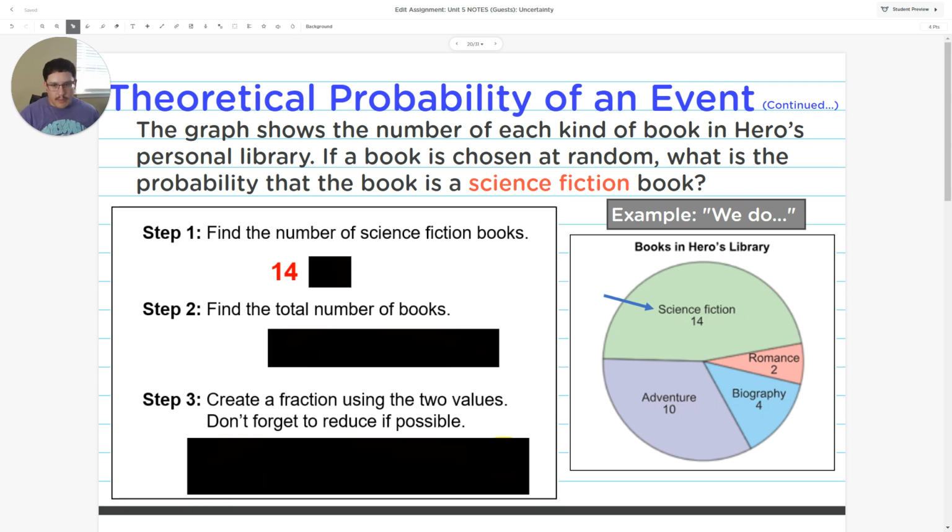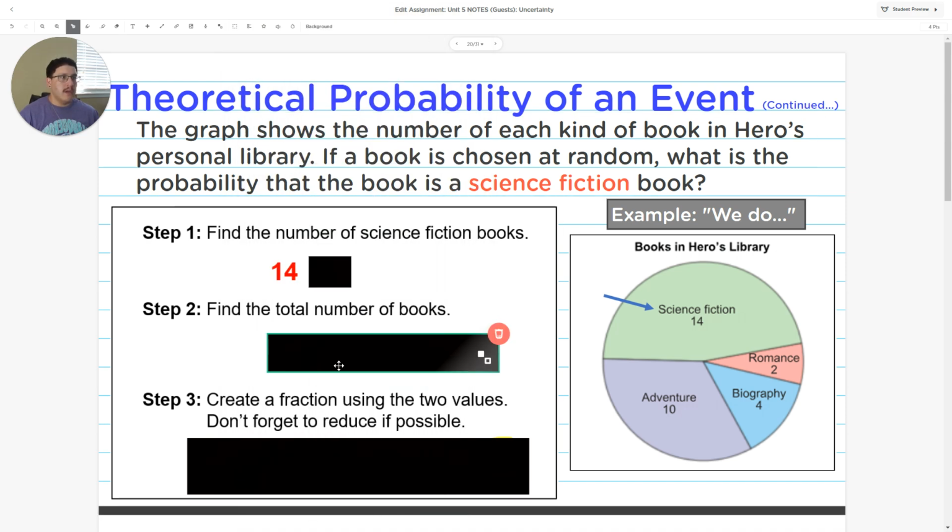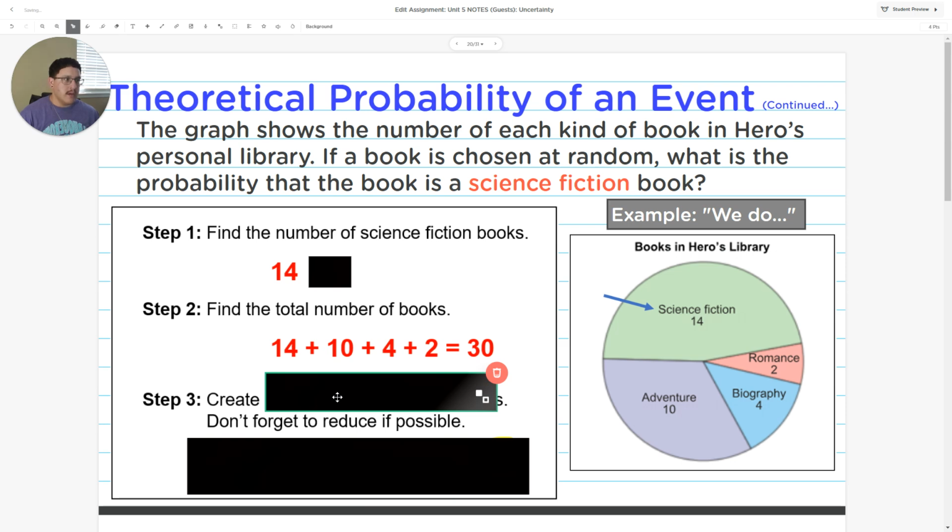Find the total number of books. We're going to have to do a little bit of math here. We're going to need to add all of these together. 14 plus 2 plus 4 plus 10 gives me a total of 30. So there are 30 books that can be chosen from.